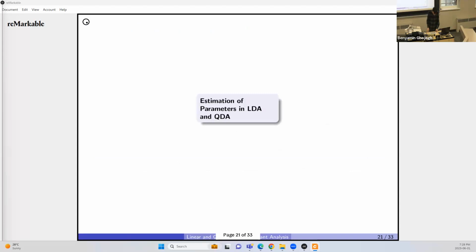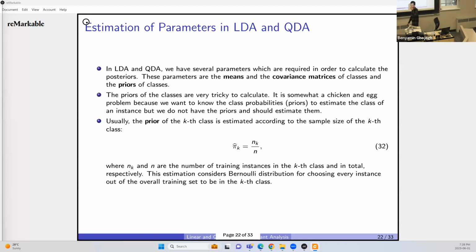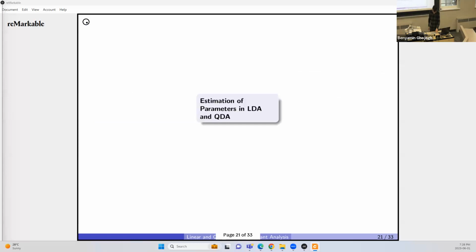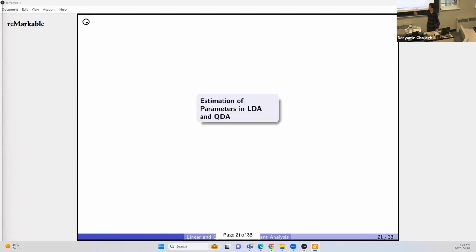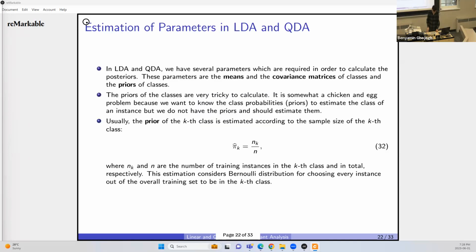Okay, now estimation of parameters in LDA and QDA. Do you remember we had mu and sigma in all of the decision boundary equations? We have mu one, mu two until mu c for all of the classes, and sigma one, sigma two until sigma c, but if it is LDA, we only have one sigma, okay? At least we have some parameters. How do we find them to put them in the equation of the decision boundaries?